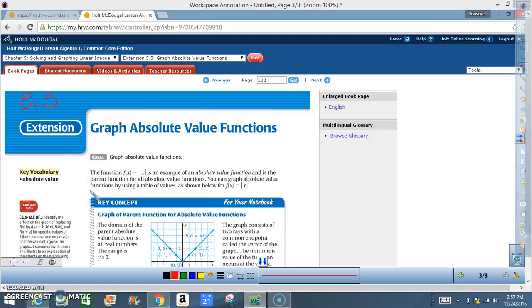Okay, class, today we're in section 5.5 extension, graph absolute value functions. The goal in this lesson is to graph absolute value functions. The function f of x is equal to the absolute value of x is an example of an absolute value function and is the parent function for all absolute value functions. You can graph absolute value functions by using a table of values as shown below for f of x is equal to the absolute value of x.